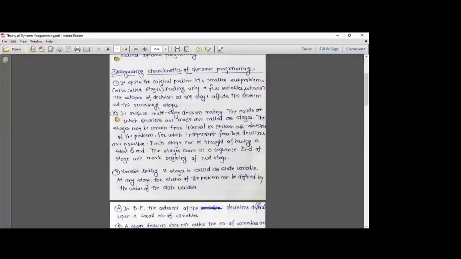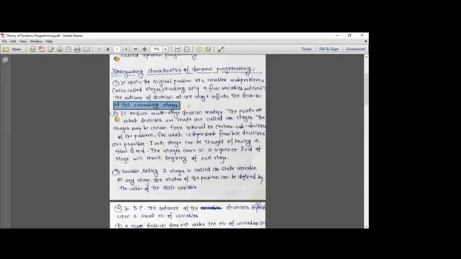What happens in dynamic programming is that it splits the original problem into smaller sub-problems, which are called stages, involving only a few variables, wherein the outcome of a decision at one stage affects the decision at the remaining stages, right? This is very important. The bigger problem gets divided into smaller sub-problems called stages, and every stage involves only a few variables, wherein the outcome of the decision at one stage will affect the decision at the remaining stages, right?